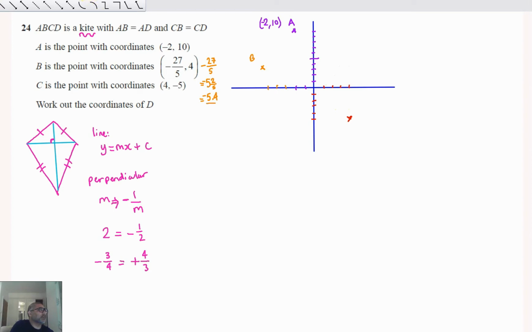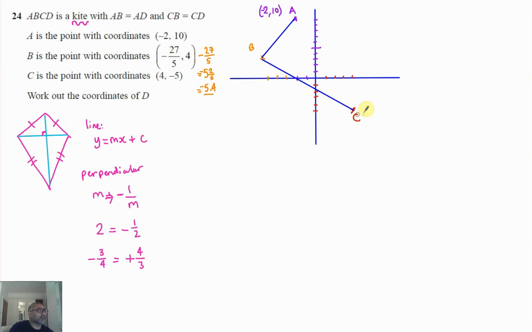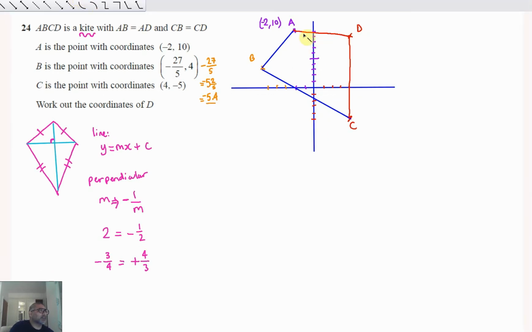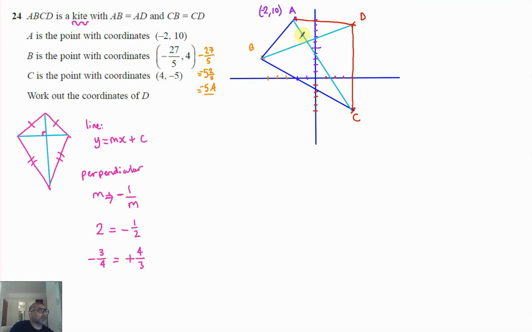Okay, so let's build our line around our kite. So that was point C, right? And now it tells us that AB is equal to AD and CB equals CD. So we don't know exactly where it is. I'm going to put point D there, and that's what we're trying to find out. We're trying to figure out this line here. Now, as I mentioned earlier, our diagonals are perpendicular. So these have to be at right angles.